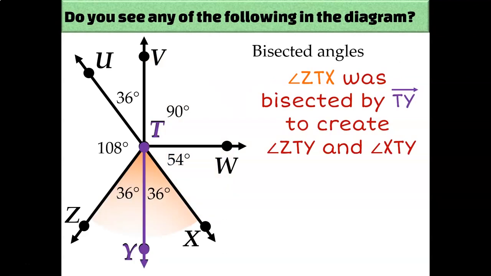I only see one angle that was bisected in this diagram, and that's the one I have highlighted in orange. It's called angle ZTX. I can tell that it's been bisected by ray TY because the angles created by that ray are equal to each other. They're both 36 degrees, which means that angle ZTX was cut in half by ray TY.